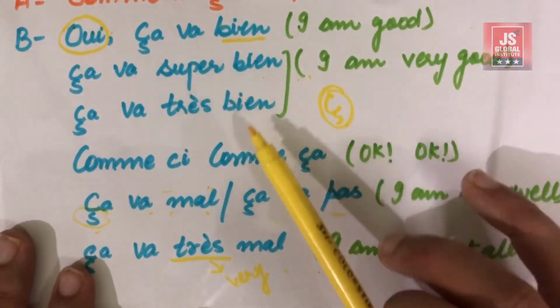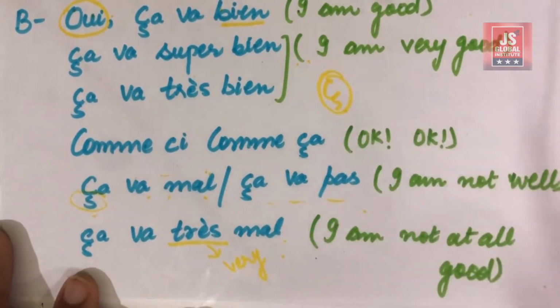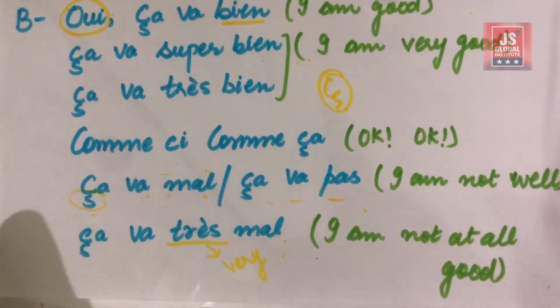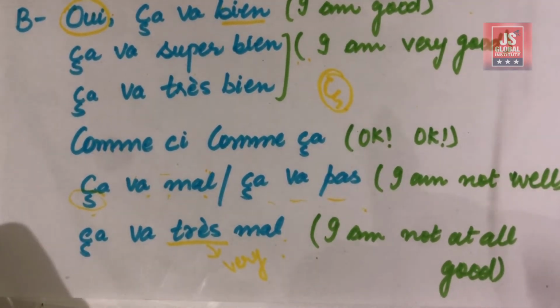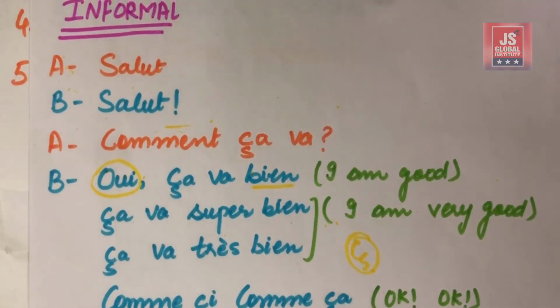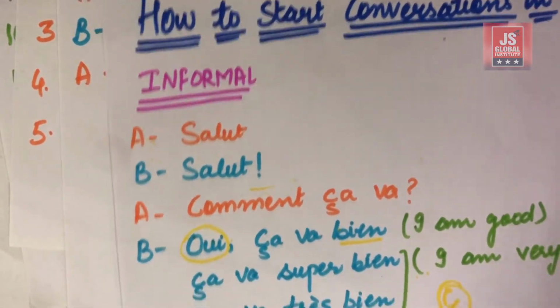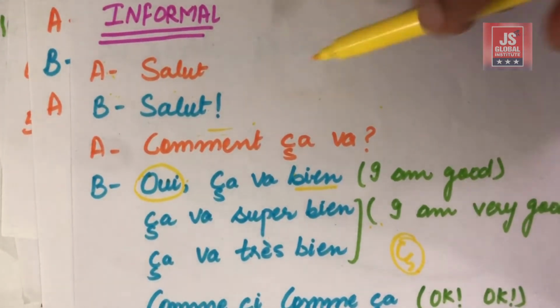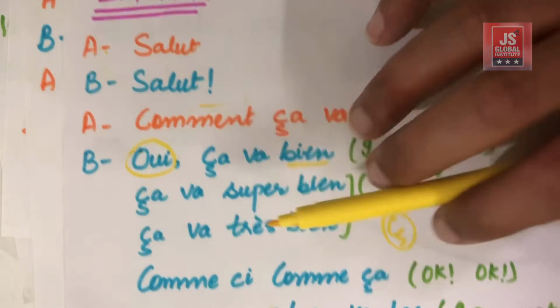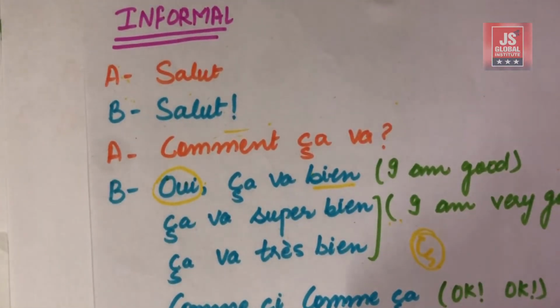Alright, so whenever bien comes, that means good, and whenever mal comes, that means bad. There is not as such a translation, but you can do it for the beginning level. D'accord? Now, moving on, what would be the next conversation? You asked, hello, how are you? I am good or I am bad. What after that? Then you will say thank you.